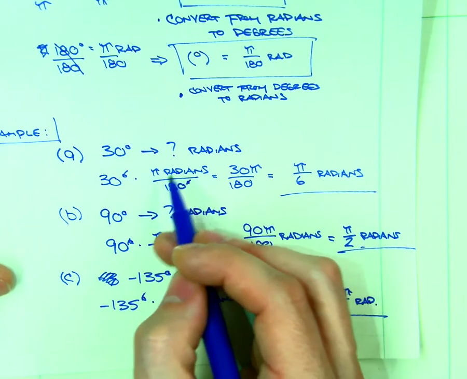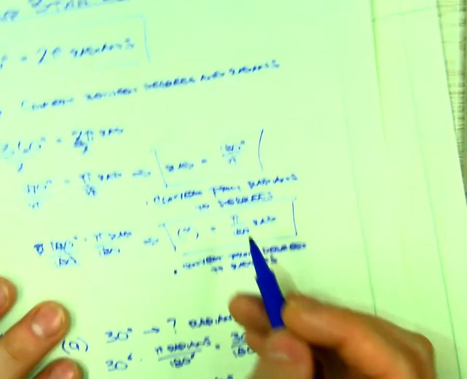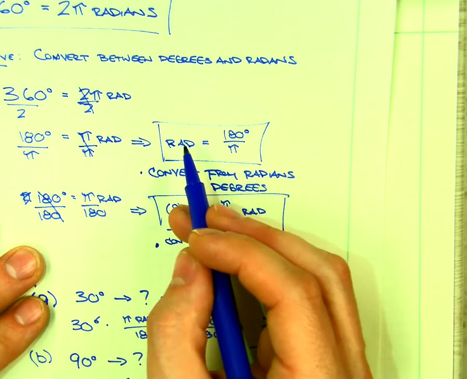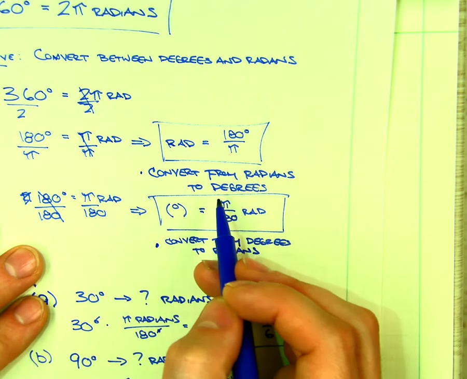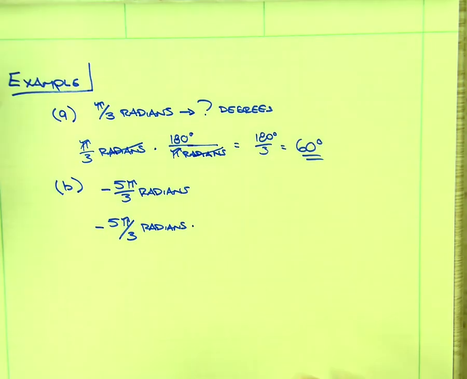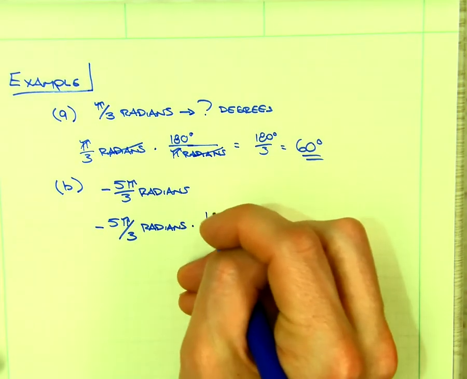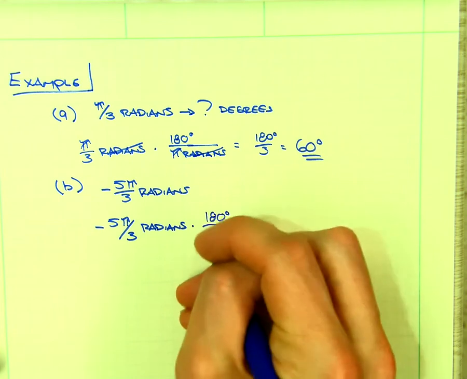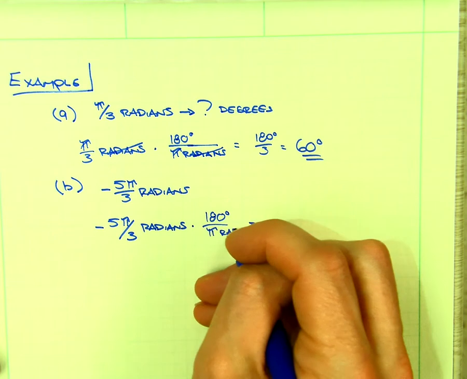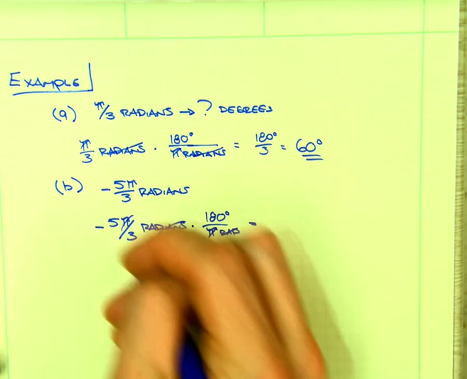Now if you can't remember this one, or if you can't remember to flip this one, you can go back into your notes right here and just understand that in order to convert from radians to degrees, I multiply by 180 over pi. And that's exactly the notes we've got here. So convert from radians to degrees, 180 over pi. So here I take 180 degrees over pi radians. And sure enough, the radians cancel and the pi's cancel.